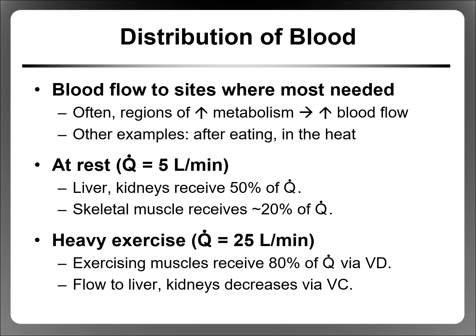At rest, our cardiac output is somewhere around 5 liters per minute, as we've previously discussed. During rest, our liver and our kidneys are receiving about 50% of our cardiac output, and our skeletal muscle is receiving somewhere around 20% of our cardiac output. However, once I start participating in heavy physical activity and exercise, my cardiac output is going to drastically increase to around 25 liters per minute. And above that, our exercising muscles are going to receive somewhere around 80% of our cardiac output because of regionalized vasodilation. Our blood flow to the liver and kidneys is going to be decreased through vasoconstriction. Because I've had vasodilation and vasoconstriction, even though I've increased my cardiac output, I can send blood to different regions of the body.